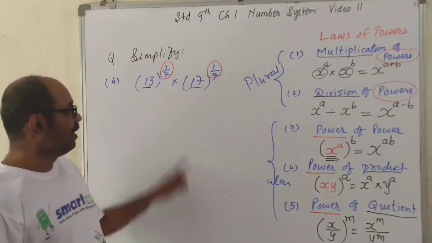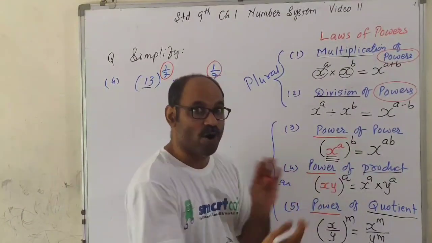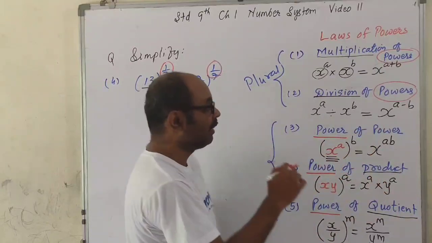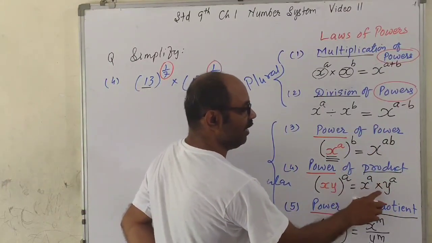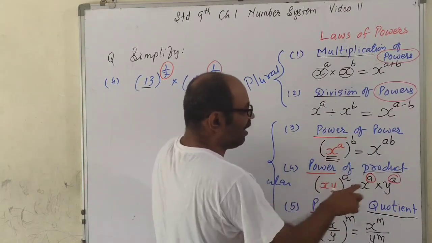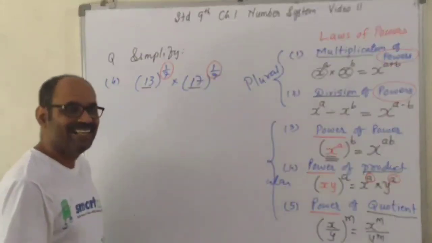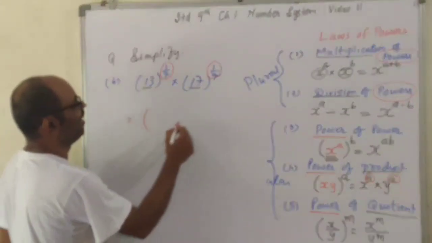So you are going to use this multiplication, but not power of product, उसका उल्टा. देखो, x raised to a into y raised to a. So दोनों का index same. So you can put in the bracket x into y, and the common index you can put out of the bracket. Same thing I am going to do here.